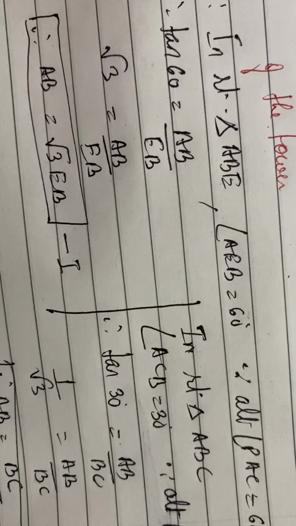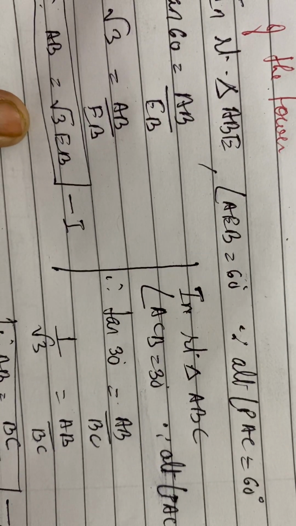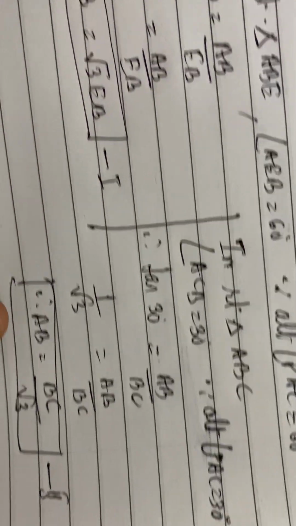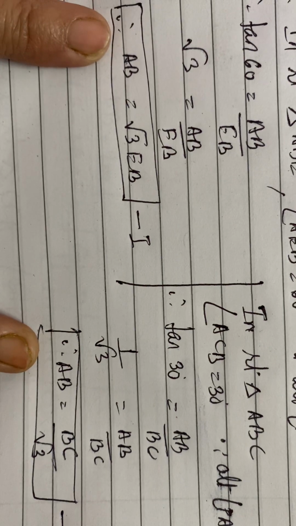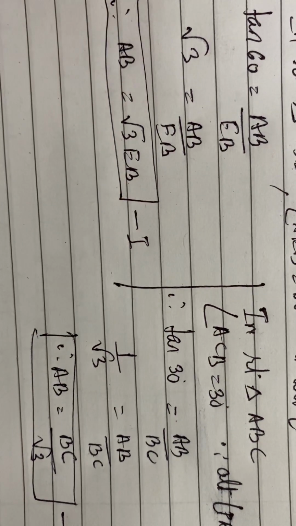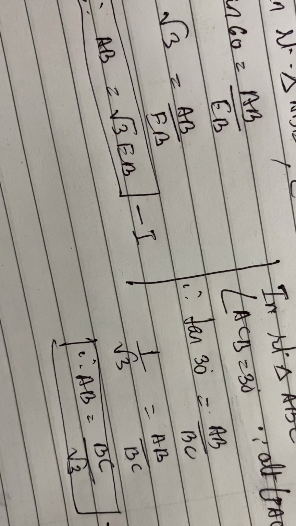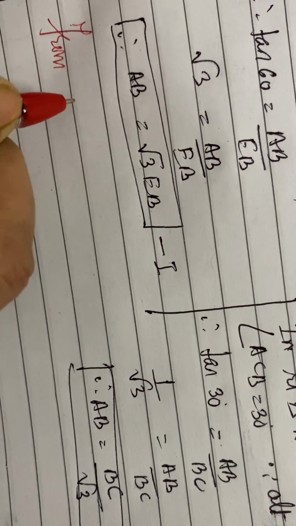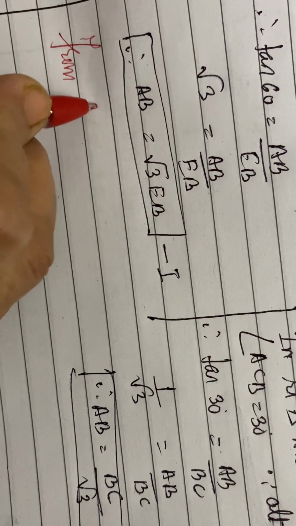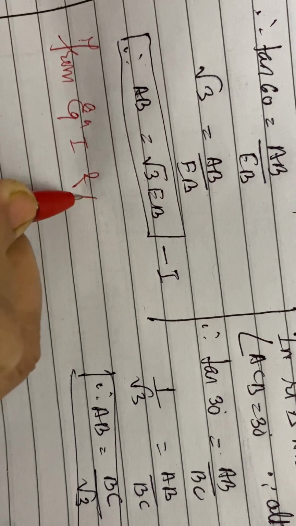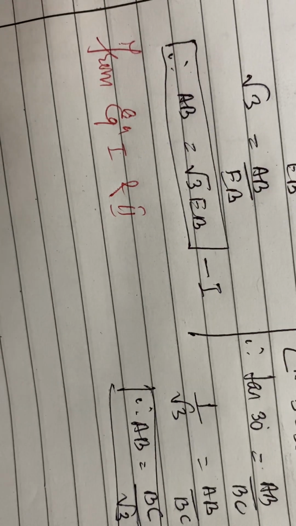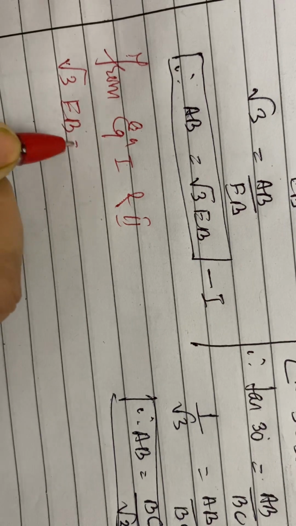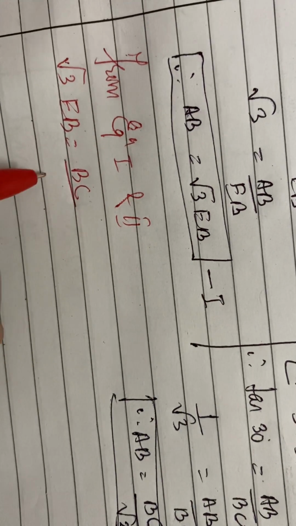Now if you compare equation 1, AB is √3 times EB, and AB is BC upon √3. The left hand sides of these two equations are the same, so the right hand sides will be equal. So we write, from equations 1 and 2, √3 times EB is equal to BC upon √3.